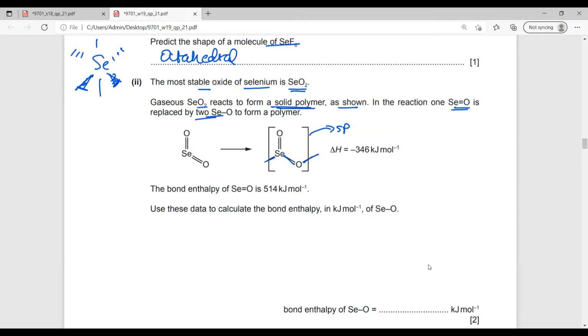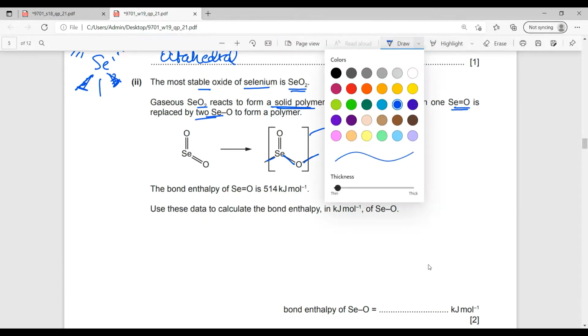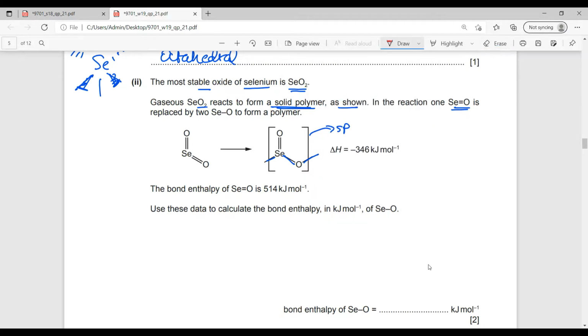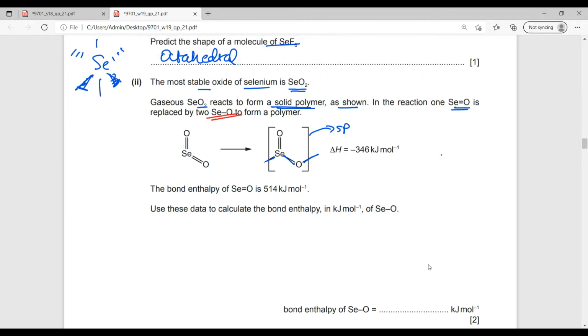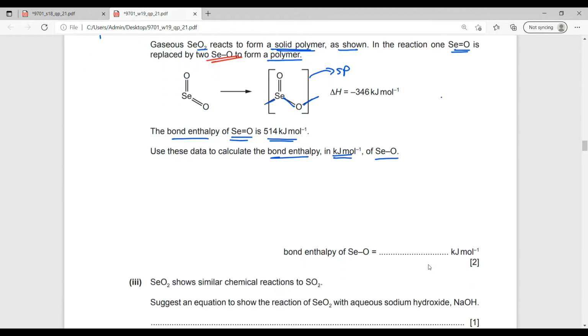This is important. Let me just write that with red instead of blue, because that's what gives away the 2 Se-O. That's what completely gives away what you must consider in the calculation to form a polymer. The bond enthalpy for Se double bond O is 514. That's given. So use these data to calculate the bond enthalpy in kJ mol^-1 of Se-O. So it's the second type of questions that I mentioned earlier.